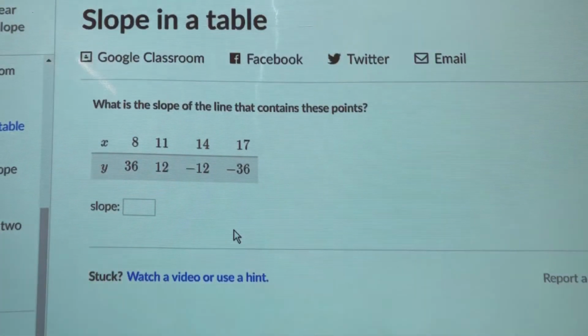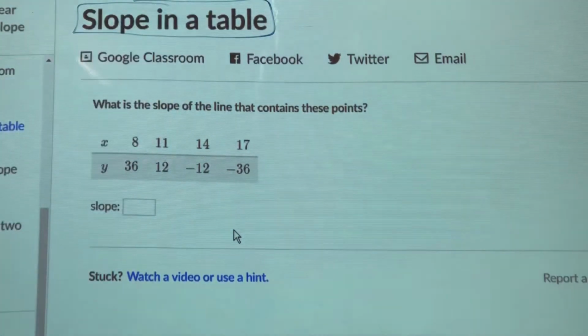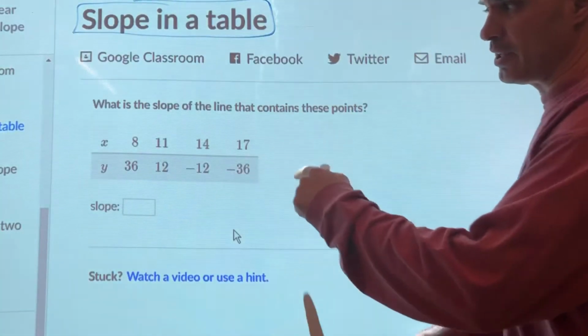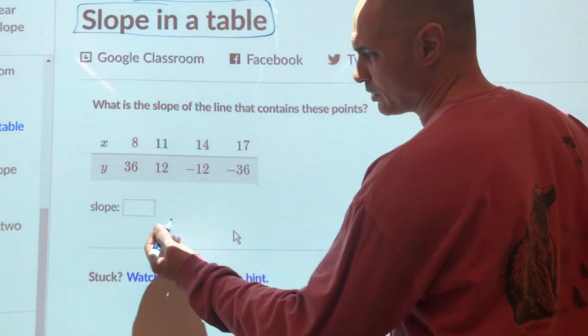So one of your assignments in Khan Academy is finding slope in a table. There's a video that you need to watch to see how to do that. I'm going to do an example problem here as well. Part of what we're going to do is look at the table and choose any 2 points. I like to choose points that are right next to each other.